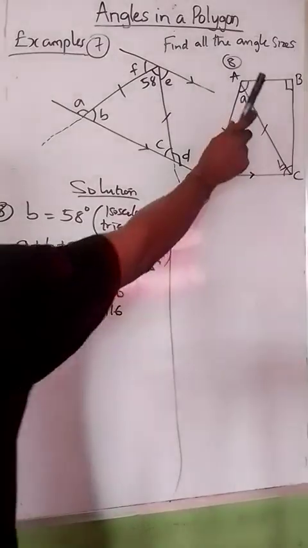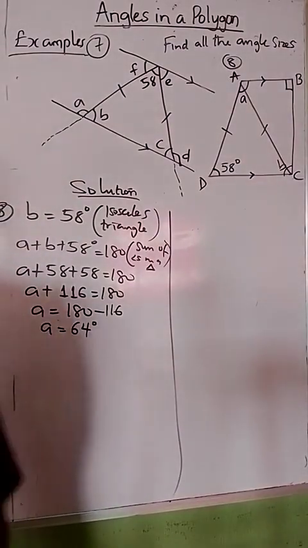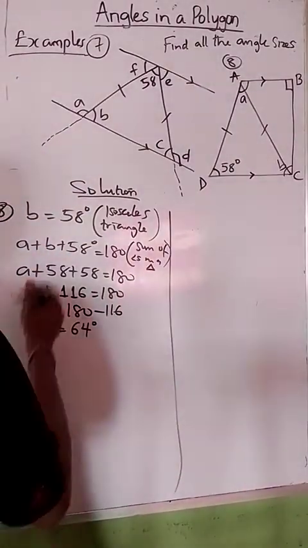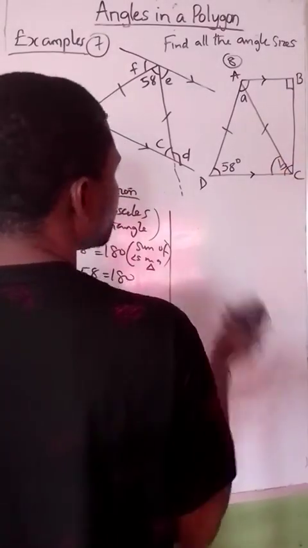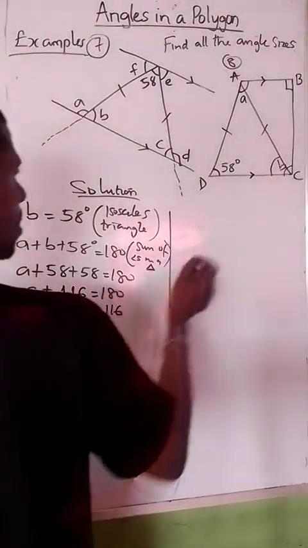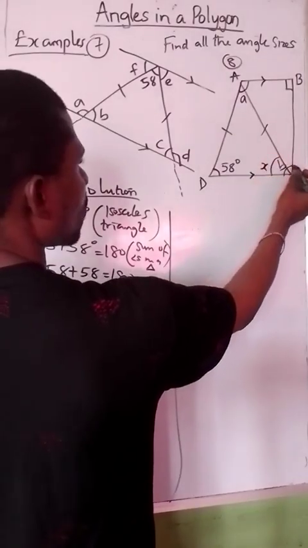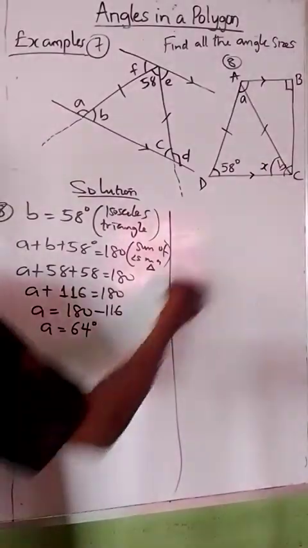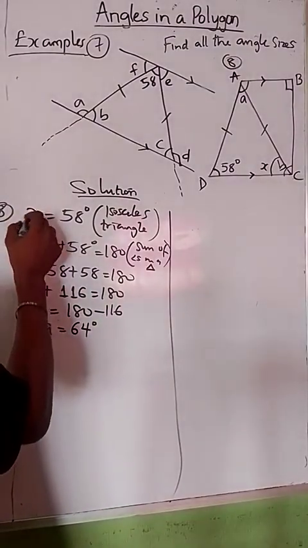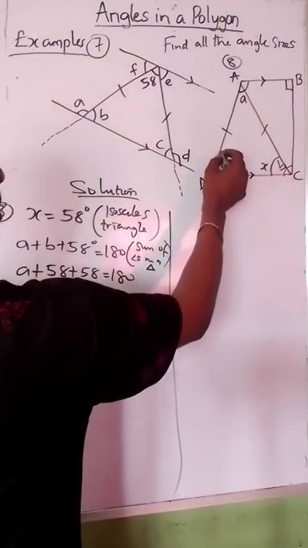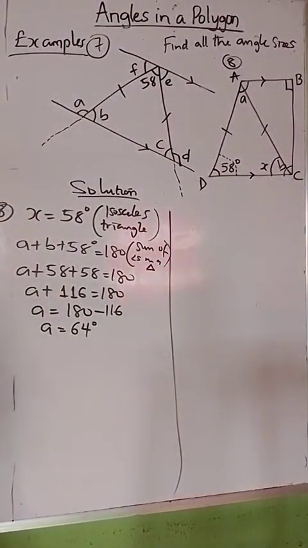So A is 64, and oh, sorry, it wasn't B that we got, it was this other side that we got. We can name it X. The whole of this is B, but it's only a part of B. So it's just X, you can name it X. So this angle is also this, it's the same thing. Alright?